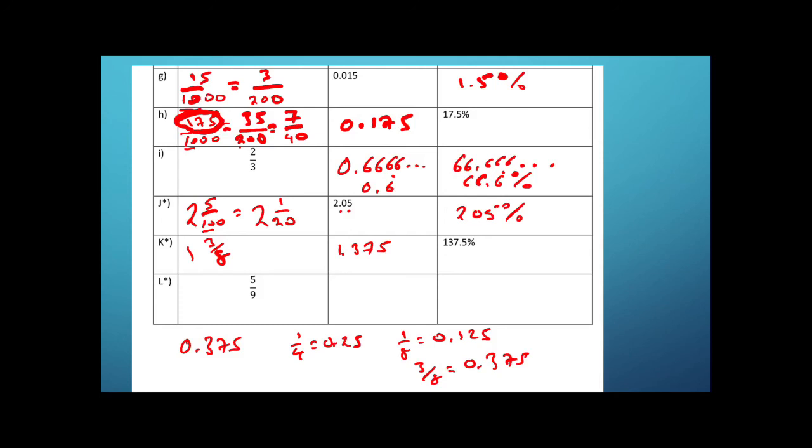So 5/9, 1/9 is 0.1111 recurring. 2/9 is 0.2222 recurring. So in fact 5/9 is 0.5555, which is 0.5 recurring. And that will always be the pattern. And 0.5 recurring is 0.5555 and so on, which gives us as a percentage 55.5 recurring.